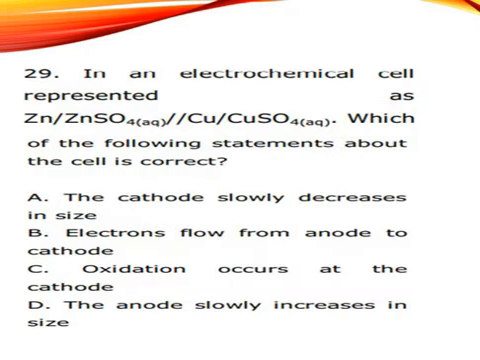Next is question 29, which says in an electrochemical cell represented as this one, zinc and zinc tetraoxosulfate 6 with a salt bridge, and then copper and copper tetraoxosulfate 6, which of the following statements about the cell is correct? A, the cathode slowly decreases in size. B, electrons flow from anode to cathode. C, oxidation occurs at the cathode. And D, anode slowly increases in size. So the answer here is, in any electrochemical cell, electrons usually flow from the anode to the cathode. So your answer here is B.